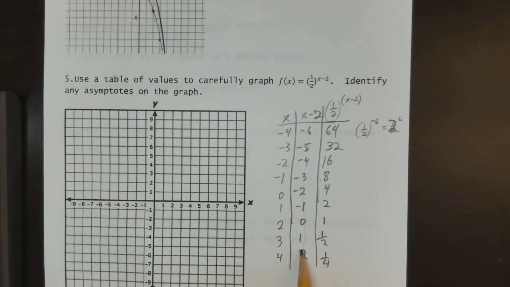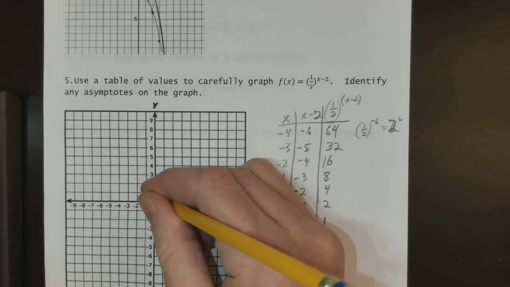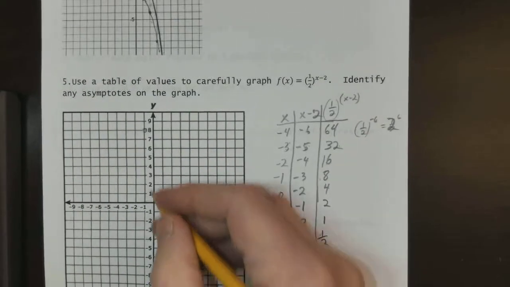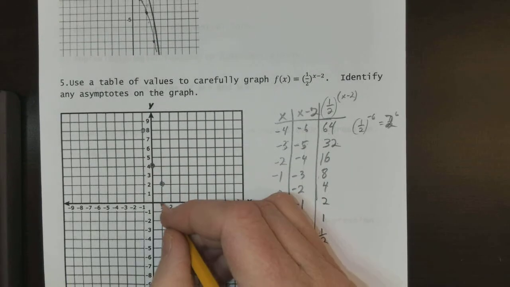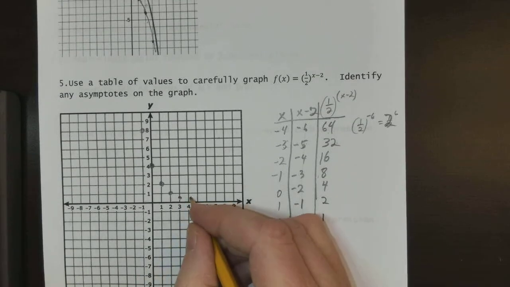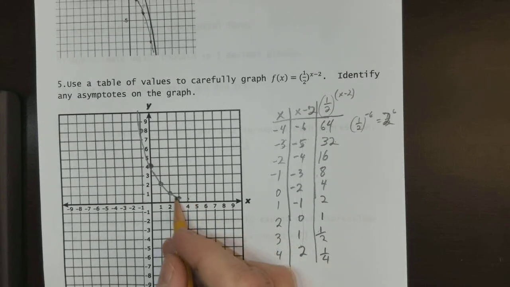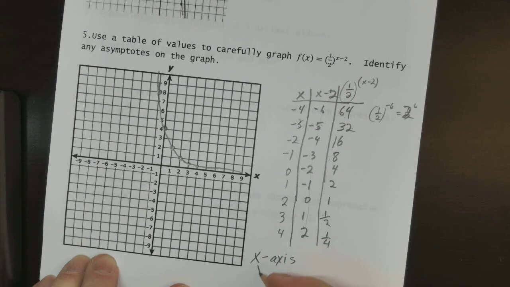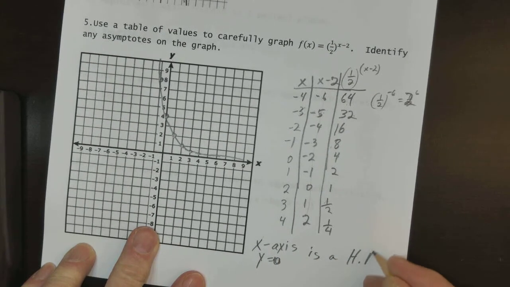No, I'm not using these. I'm going to use negative 3, 32. That's too much. Negative 1, 8. 0, 4. 1, 2. 2, 1. 3, 1/2. 4, 1/4. So this looks like the graph here. And it looks like the x-axis, or y equals 0, is a horizontal asymptote.